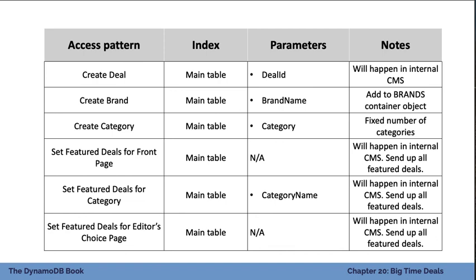In addition to that, we have a few access patterns around setting the featured deals for a few different types of entities: the front page, different categories, editor's choice page. Interesting thing here, that's going to happen in the internal CMS. So that gives us some flexibility where we can require that the whole payload of all the featured deals just gets sent up there, and we don't have to worry about marking particular deals to be included into this item collection.